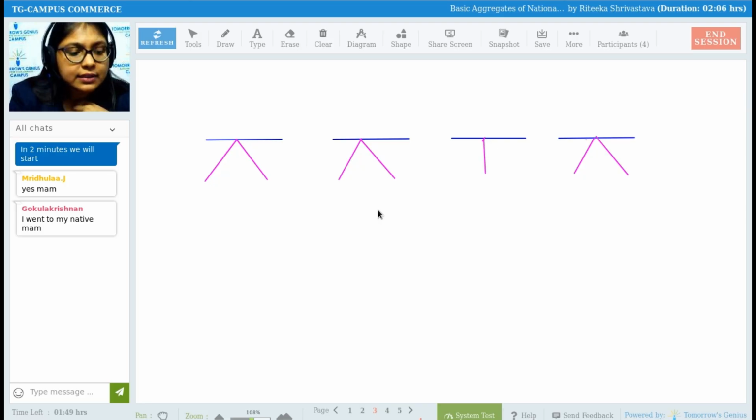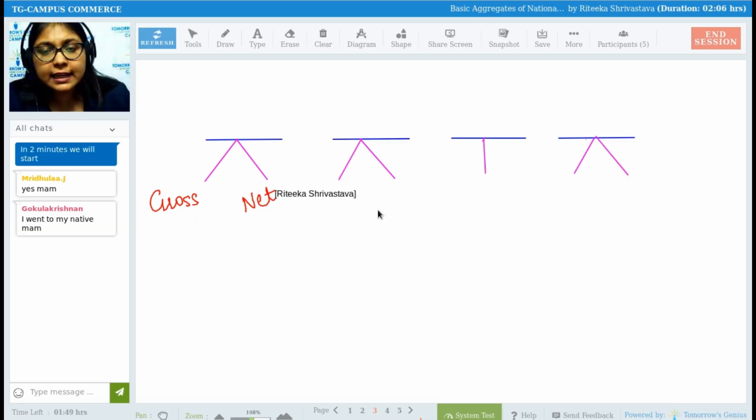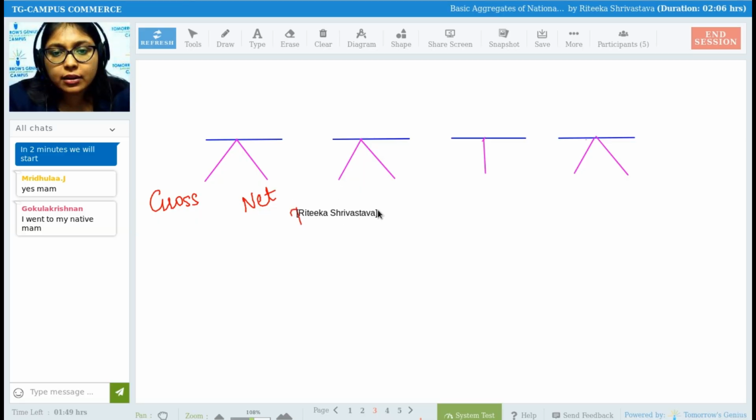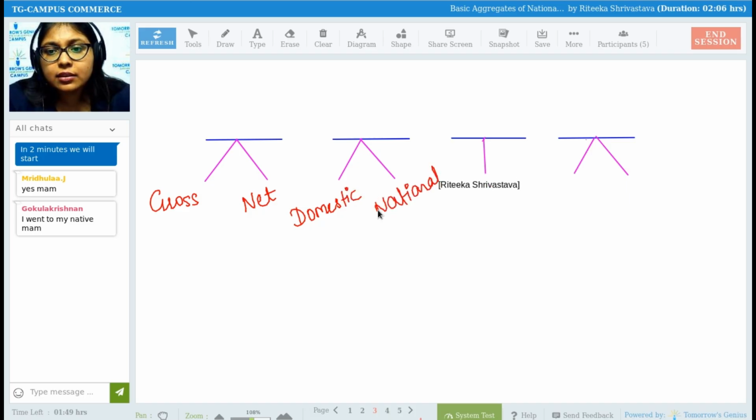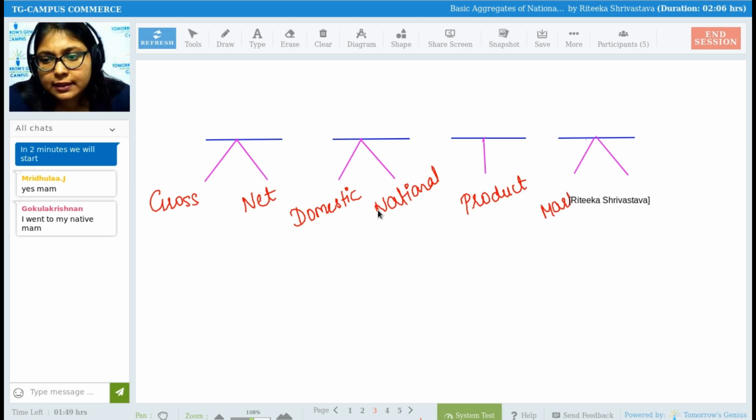So first, let us divide it. It can be divided as gross and net. The second line can be divided as domestic and national. The third line is divided into only one part, that is product. The last line is again divided into 2 parts, that is market price and factor cost.